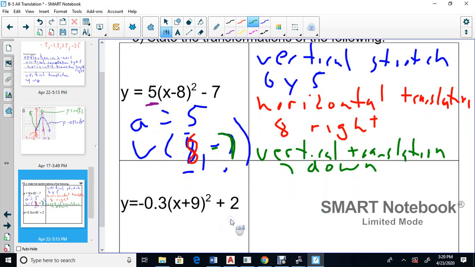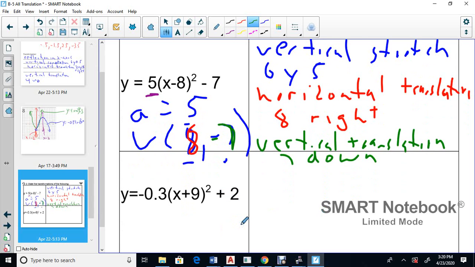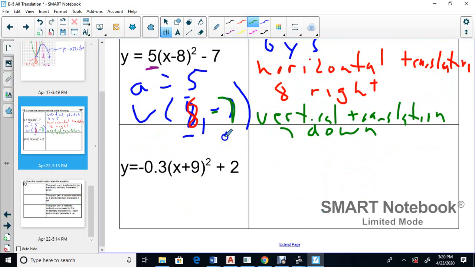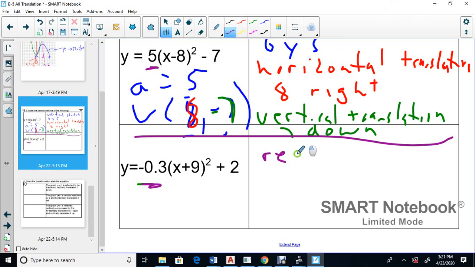Now I'm going to do the next one. Okay, I'm probably going to need some more room, but I'm going to squeeze it in here. So we'll start off with the negative 3. I'm going to need way more room than here. The negative 3. The negative tells you that it's a reflection in the x-axis. It opens down.